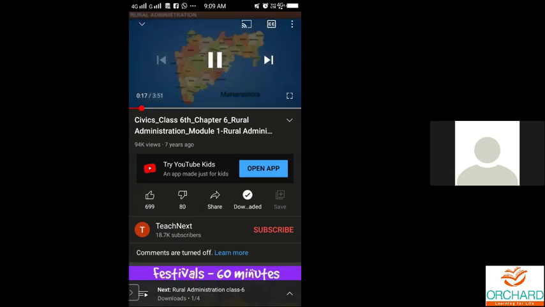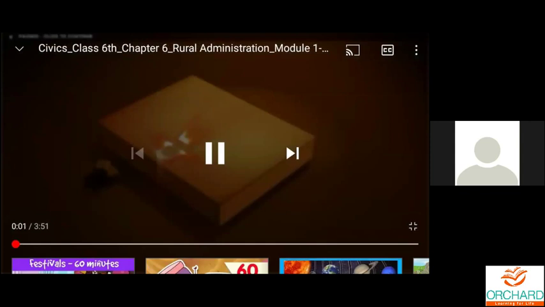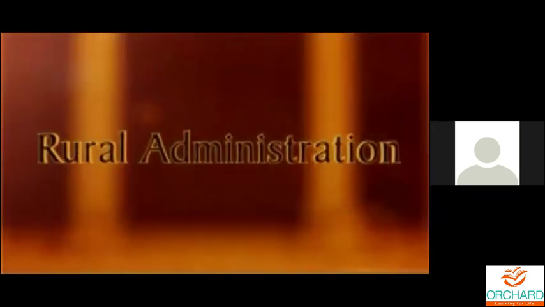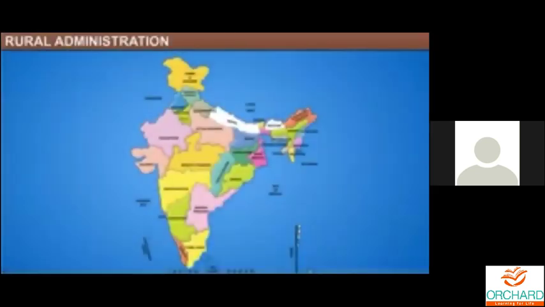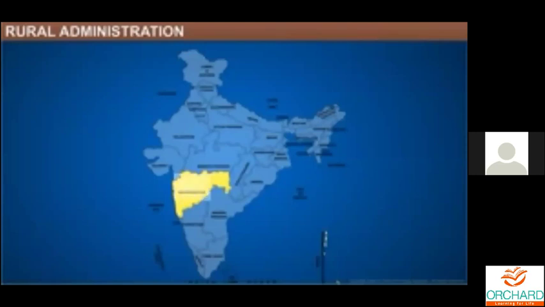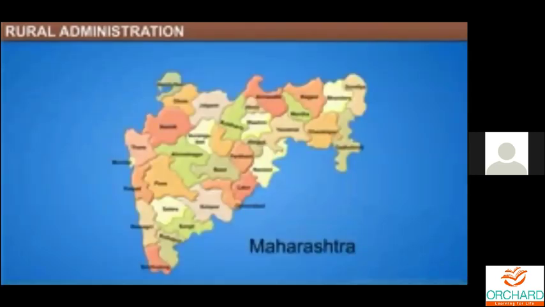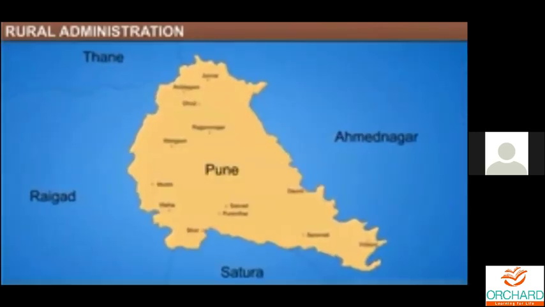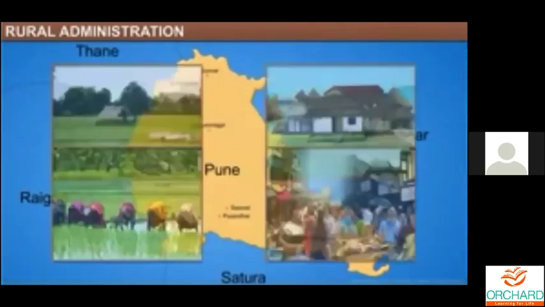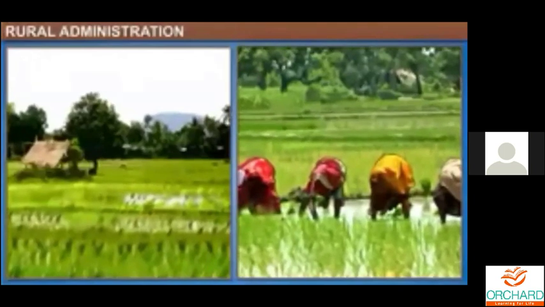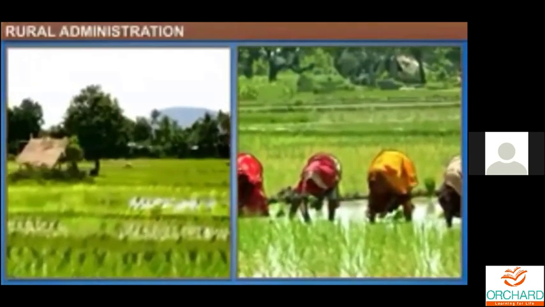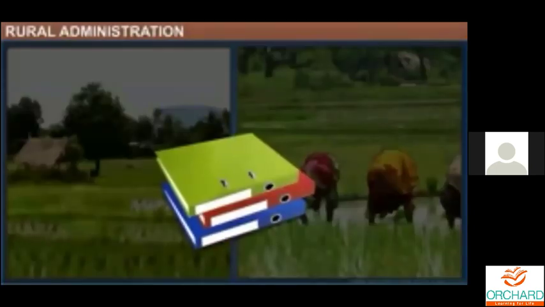All these states consist of many districts, which are divided into tehsils. In this module, you will learn about rural administration. We all know that our country is made up of many states. All these states consist of many districts, which are divided into tehsils or talukas. Every tehsil is a collection of small towns and villages. Most of the land in villages is used for farming, and the government is responsible for maintaining proper records of these lands.